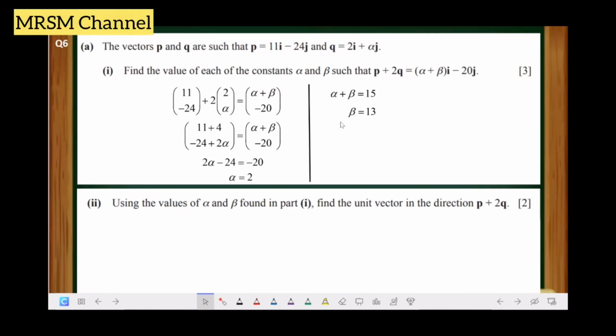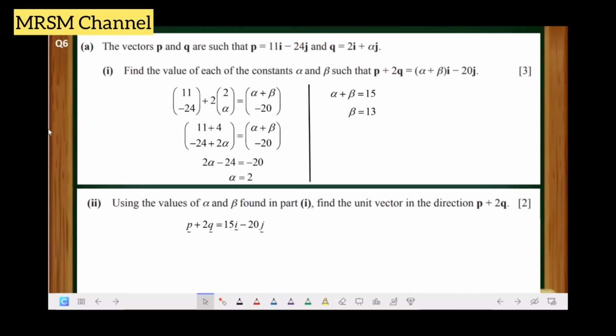So you got beta already. After that, using the values of alpha and beta found in part 1, find the unit vector in the direction of P plus 2Q. P plus 2Q is equal to alpha plus beta I minus 20J. Alpha is known, beta is known, so P plus 2Q is 15I minus 20J.